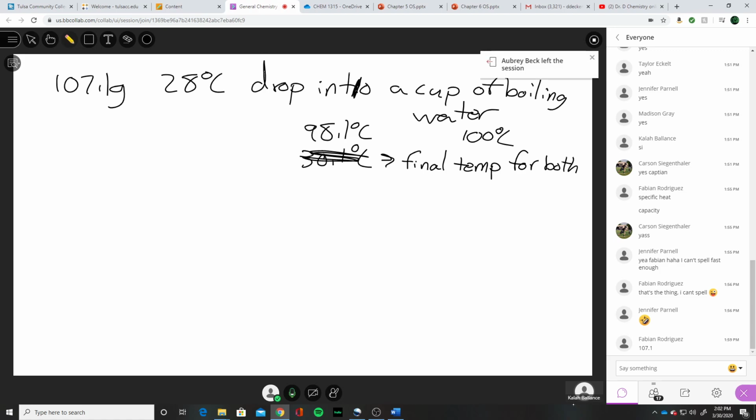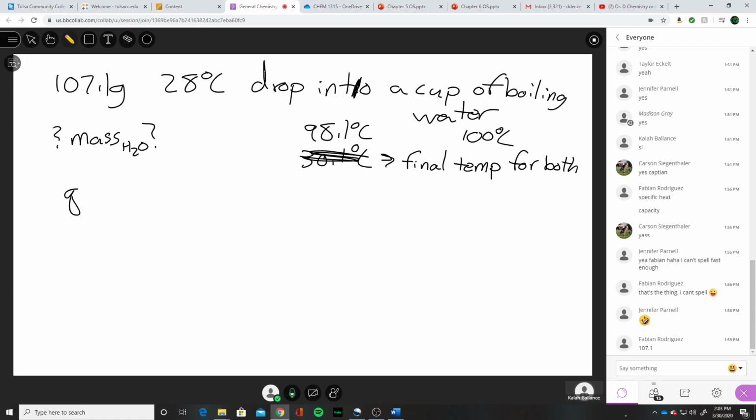Given all this information, what is the mass of the water? How much water was in our cup? This is going to be a two-step process. We have to figure out, given the temperature change that happens, how much heat the metal must have gained. Once we work that out, we can use that to work out how much heat the water must have lost. And knowing that, we should be able to solve for the mass of the water.